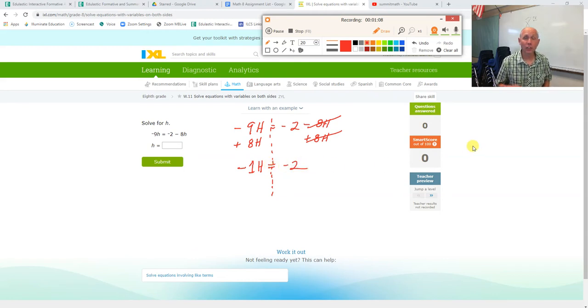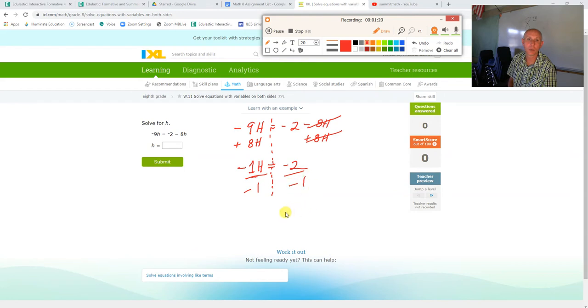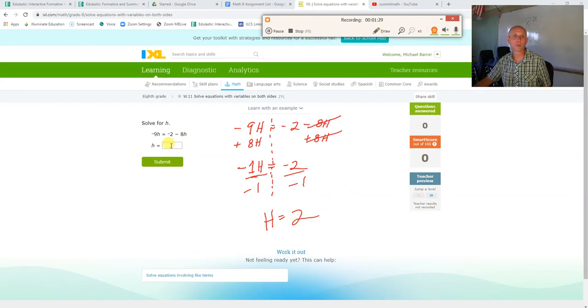Who's the variable? H. Who's bugging the h? The negative 1. What is the negative 1 trying to do? It's trying to multiply the h. How do I find multiplication? Division. So division, negative 1. What would you like to do? I'd like to divide both sides by negative 1. And of course my lights just went out. So h equals negative divided by negative is a positive. H equals positive 2.